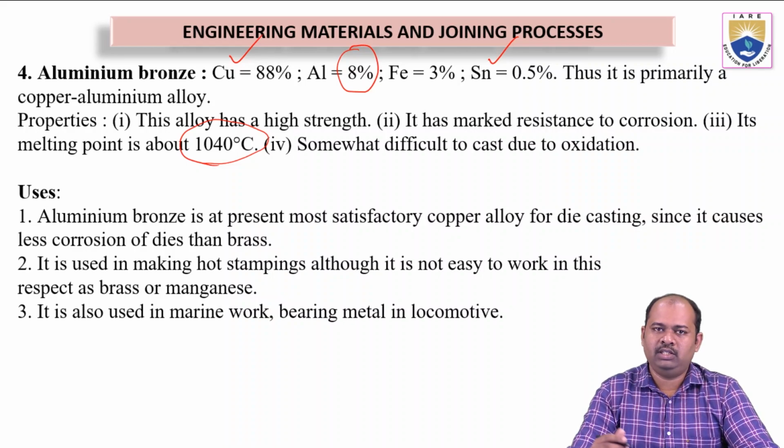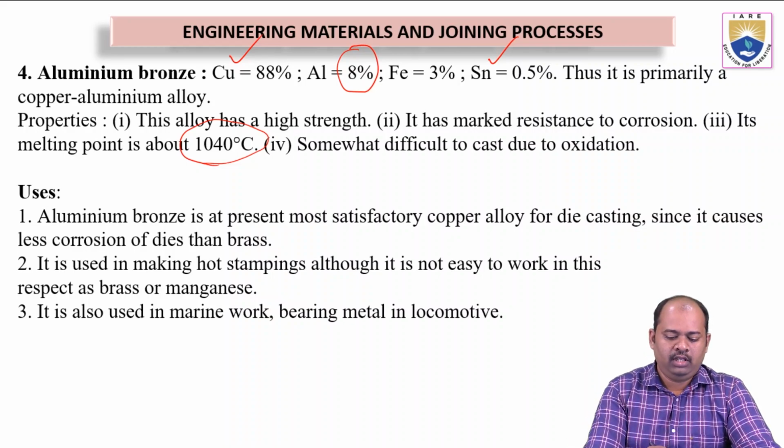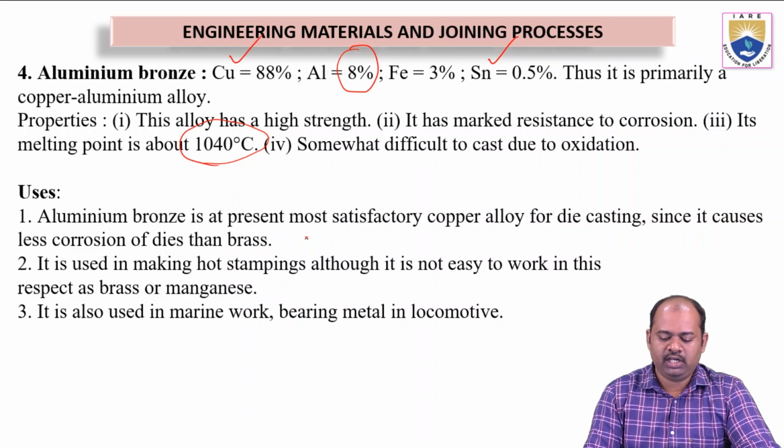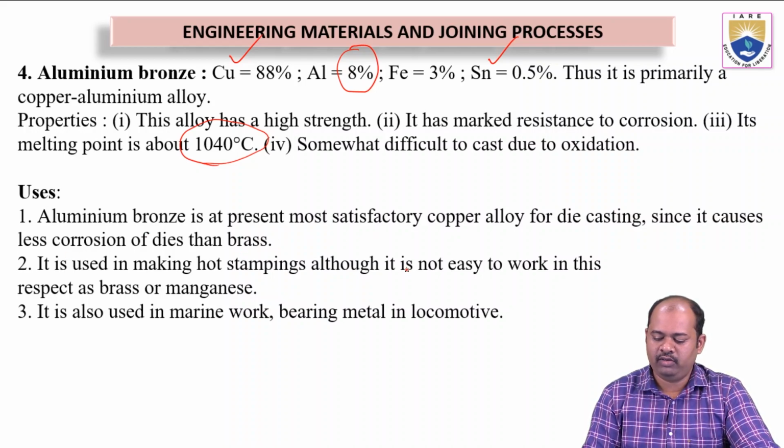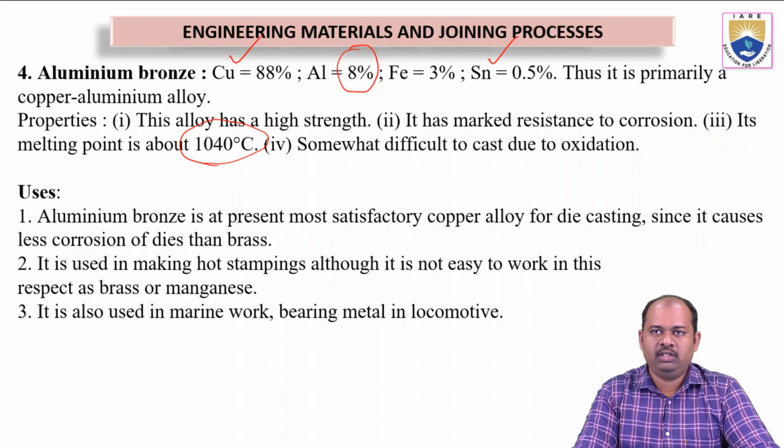So we can simply forge this. Some uses: aluminum bronze is at present the most satisfactory copper alloy for die casting, since it causes less corrosion of dies than brass. It is mostly used in die casting, where it can be easily prepared because it does not oxidize easily. It is corrosion resistant, so compared to brass, aluminum bronze is very useful when we want to prepare objects made of this bronze.